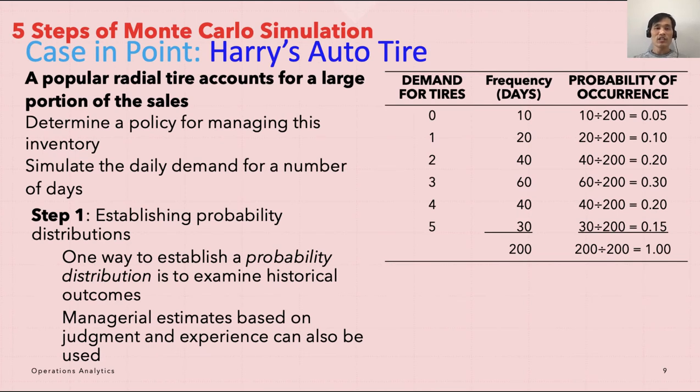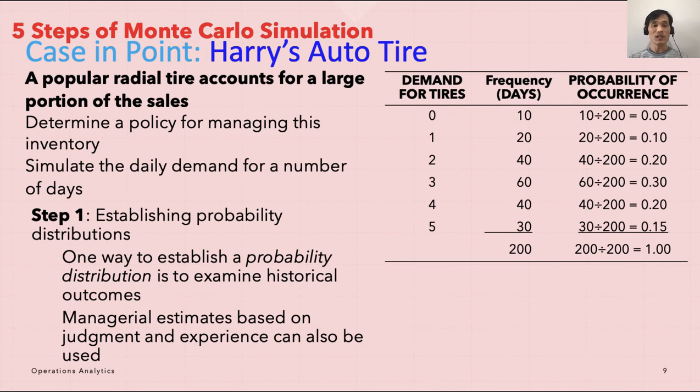Now, let's take an example of Harry's Auto Tire. Harry's Auto Tire sells all types of tires, but a popular radial tire accounts for a large portion of Harry's overall sales. Recognizing that inventory costs can be quite significant with this product, Harry wishes to determine a policy for managing this inventory. To see what the demand would look like over a period of time, he wishes to simulate the daily demand for a number of days.